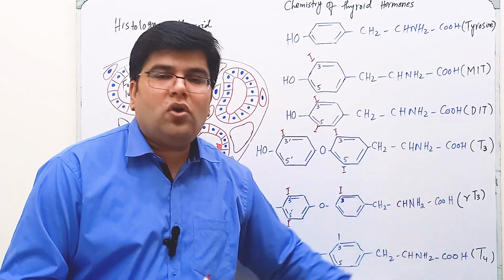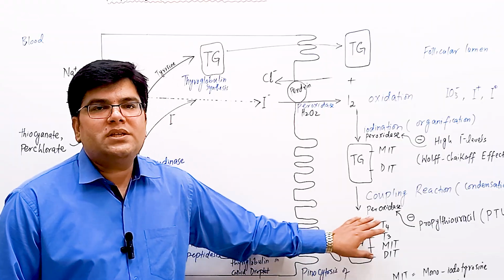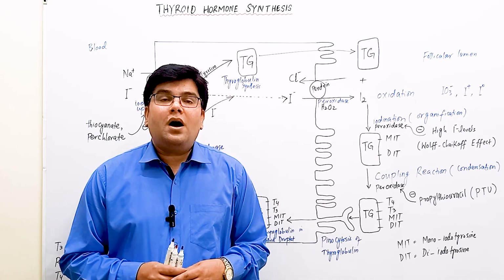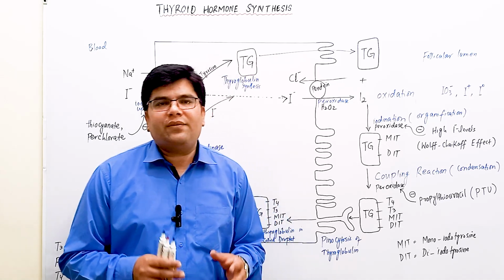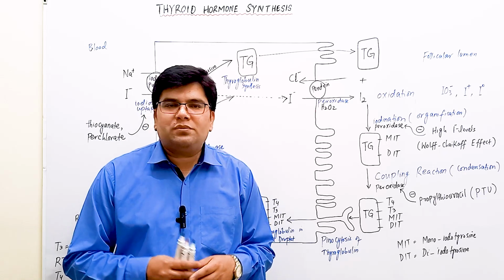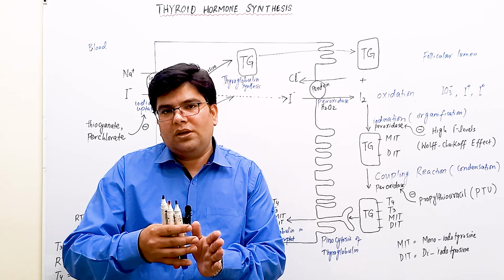Only T3 and T4 hormones are functionally active. Normally, T4 is 15 to 20 times more than T3 hormone. However, in case of iodine deficiency in our body, this ratio shifts towards T3, which means gradually there is less synthesis of T4 and more synthesis of T3.